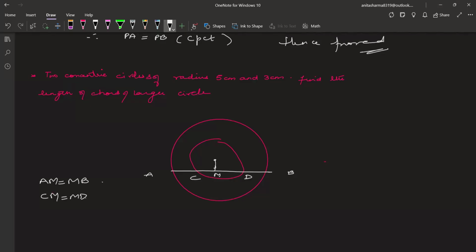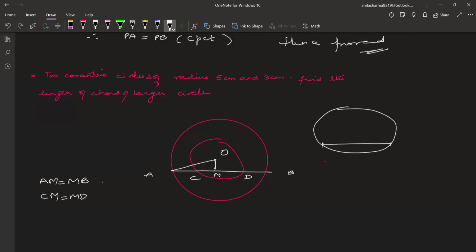Ma'am, is AB a tangent of the inner circle? No, not a tangent. These are the chord. Okay, ma'am. So what you will do? You will do the construction.